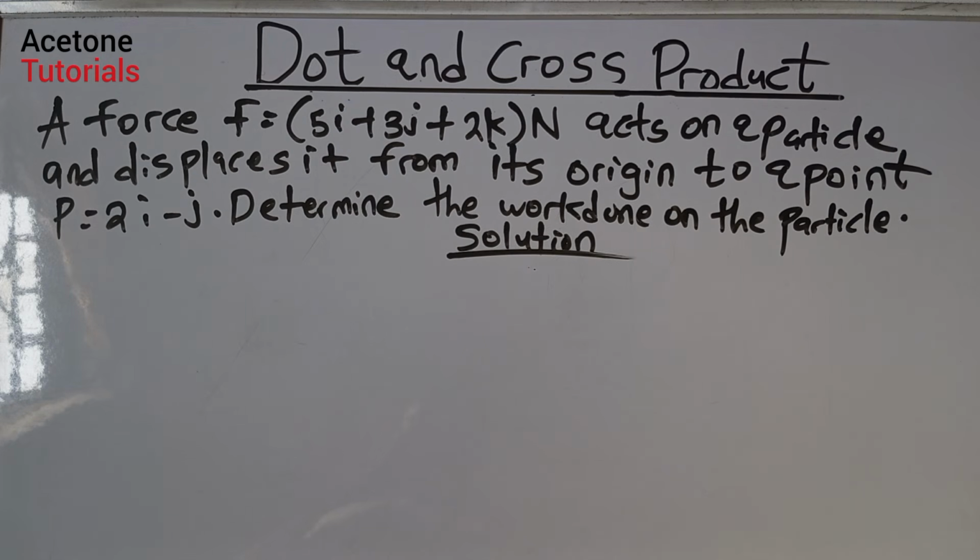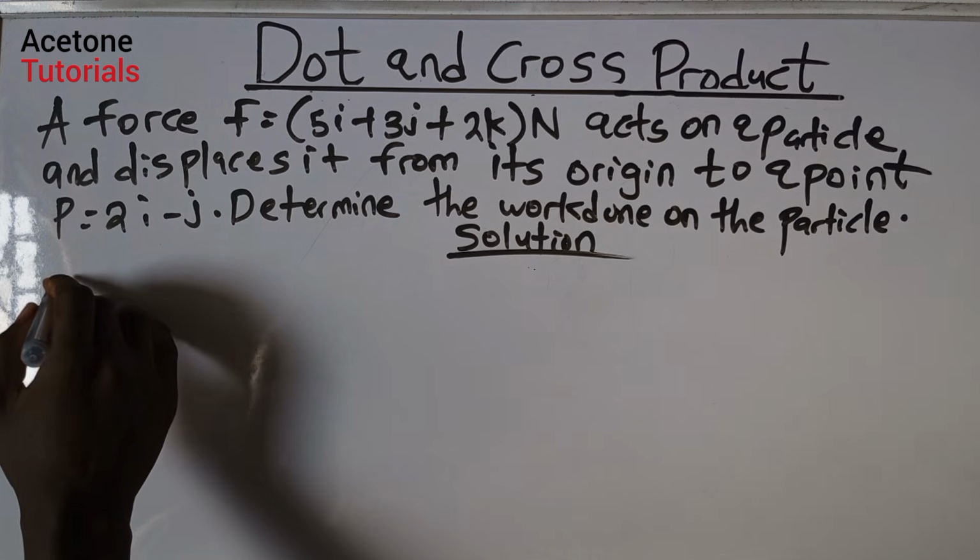Here is another question. If force F equals 5i plus 3j plus 2k Newton acts on a particle and displaces it from its origin to a point P equals 2i minus j, determine the work done on the particle. Now, to determine the work done, we have to do the dot product of the force vector and the displacement vector. We have the force vector already, so we need to get the displacement vector. Since the force displaces the particle from its origin to a point P, the displacement will be the difference between the final position and the initial position. The initial position here is the origin, and the final position is point P.